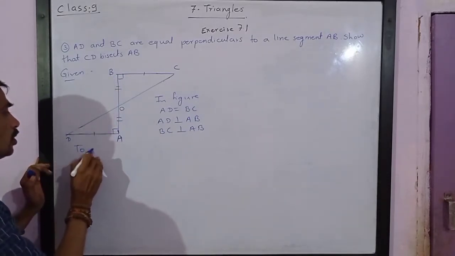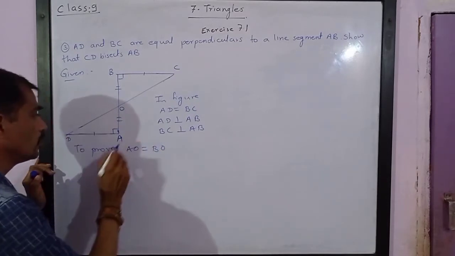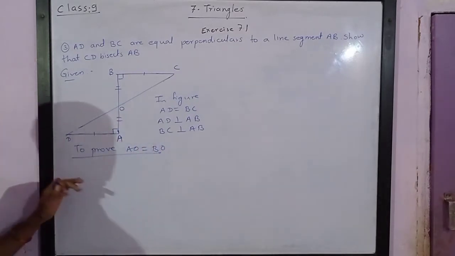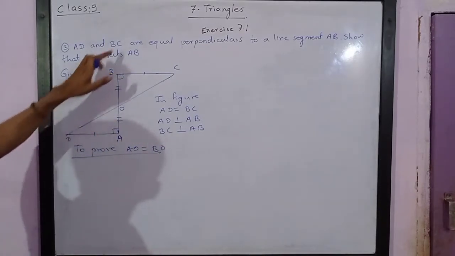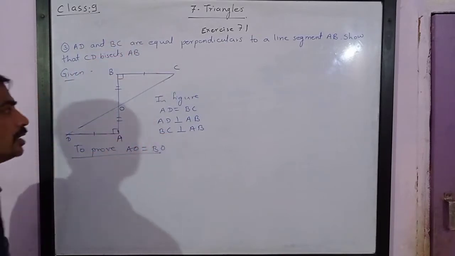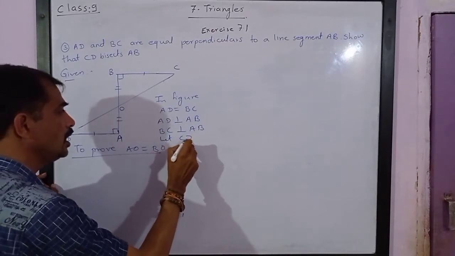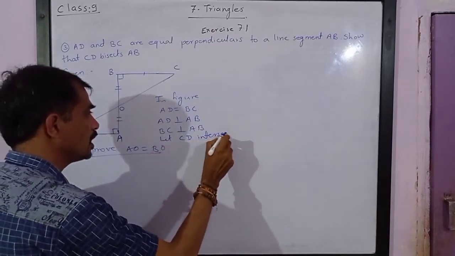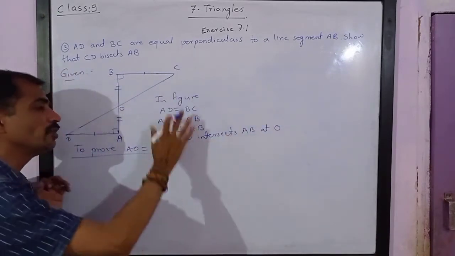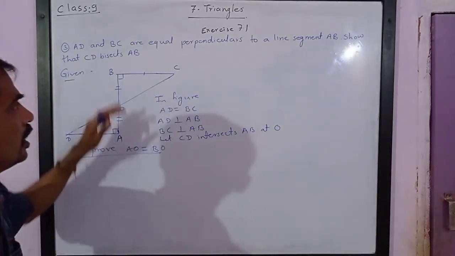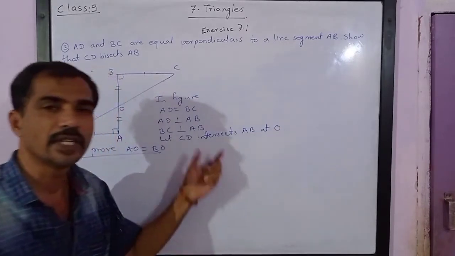To prove: AO is equal to BO. This is what is to be proved. Now, let CD intersect AB at O. It is not mentioned in the question, so we need to write it in the given part. Here, let O be the intersection point. Let CD intersect AB at O. This is the information we are going to use for proving that CD bisects AB. Point O was not mentioned, so I have mentioned it in the given.